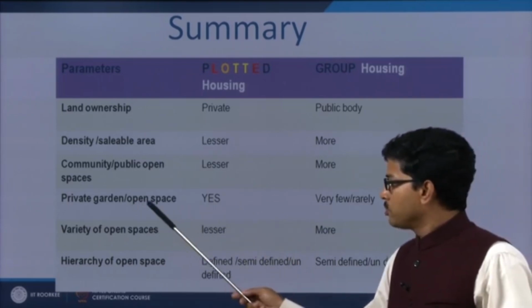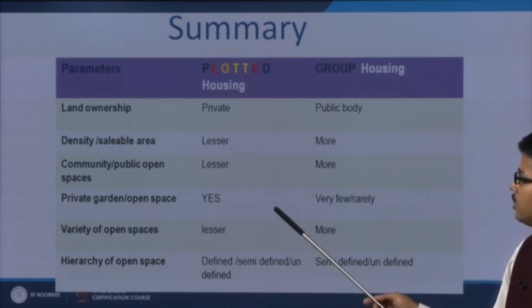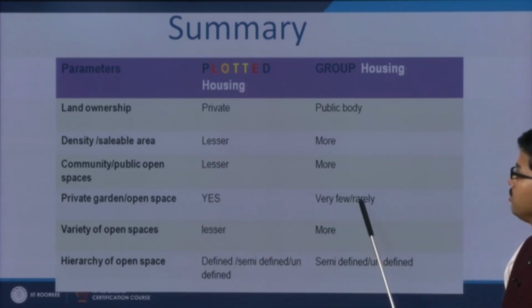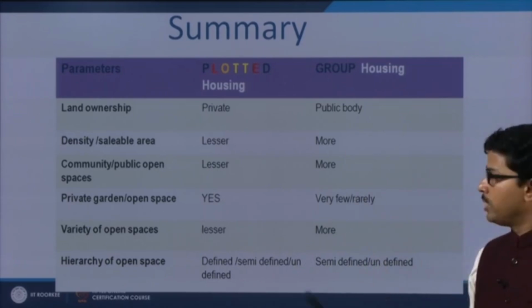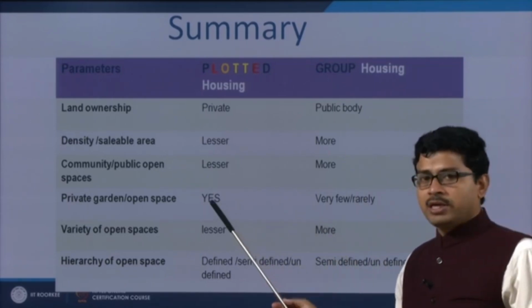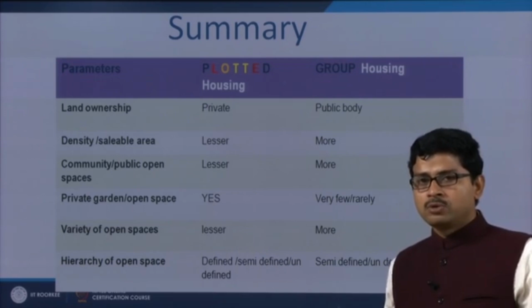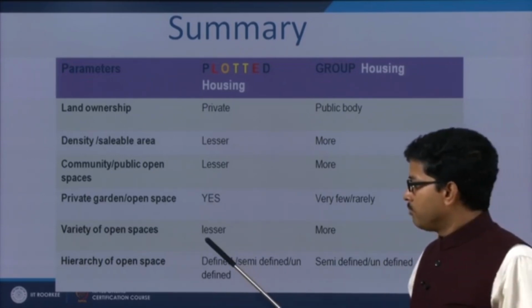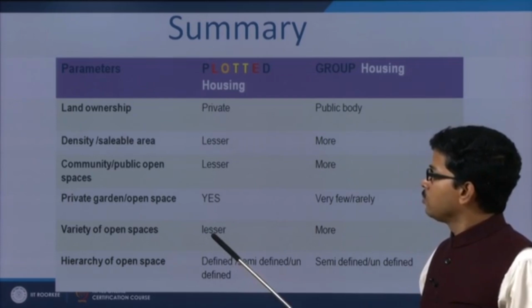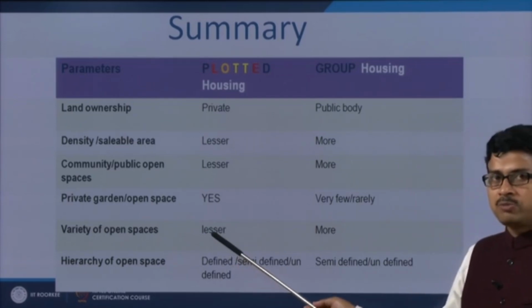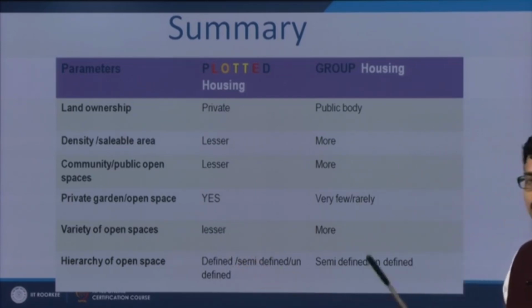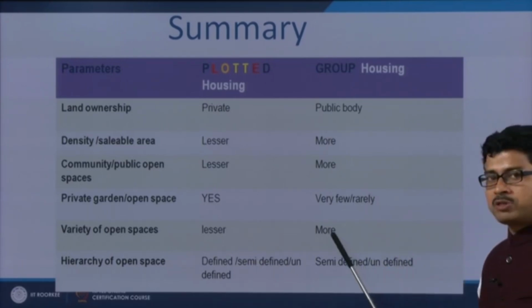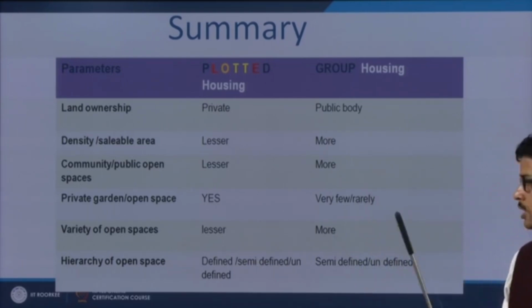Private garden and open space: sometimes we give private gardens to the ground floor units in group housing, but yes, in plotted housing every plot can have its own small areas, small gardens. The variety of open spaces could be lesser because the community open space is less; more land is given for the plots. But in group housing the community open space is more because all the open spaces are clubbed together to make a bigger amount of open space.